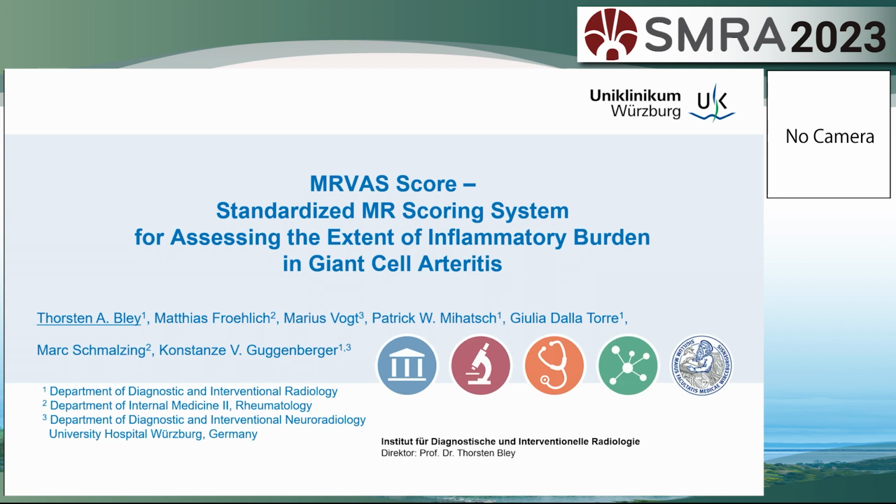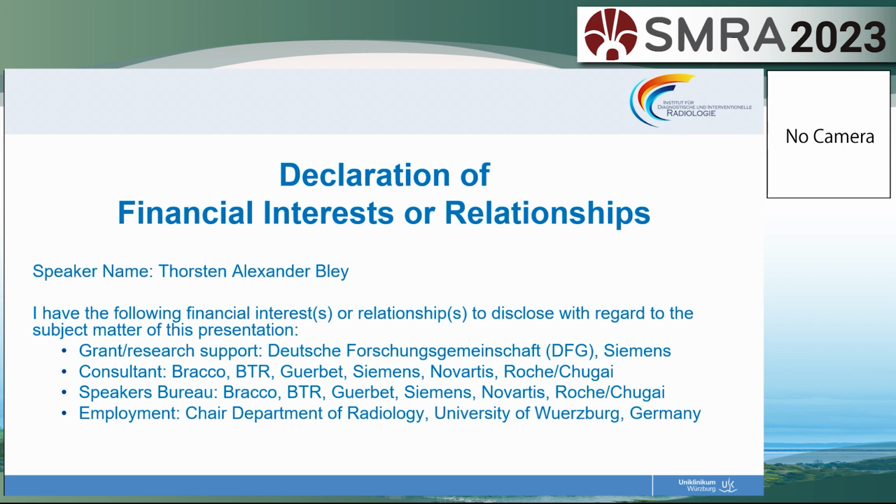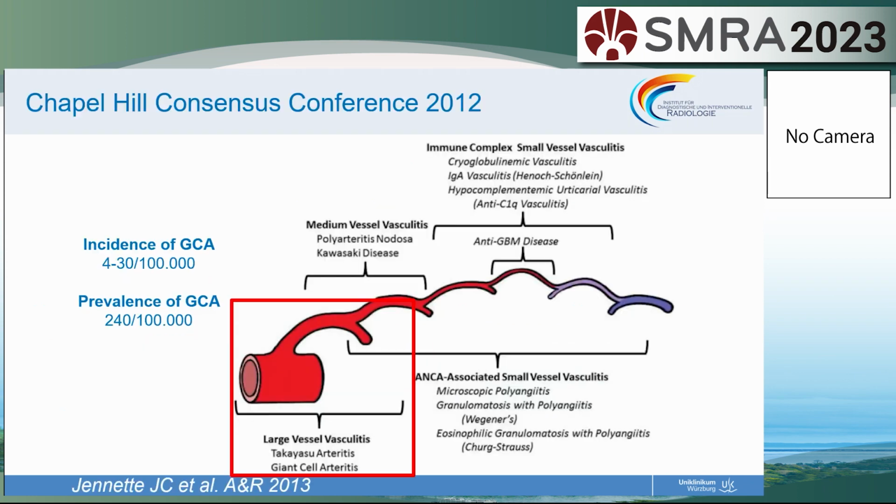Good afternoon, ladies and gentlemen. These are my disclosures. As you all may be aware, systemic vasculitides are separated according to the vessel size that is affected: small vessel, medium vessel and large vessel vasculitides. We will focus on large vessel vasculitides and specifically on giant cell arteritis in these 7 to 8 minutes.